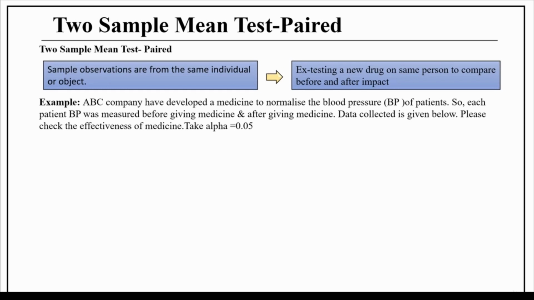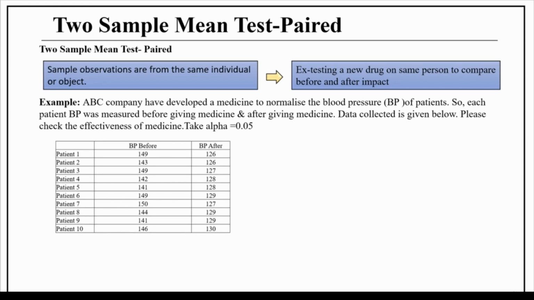Here the question states that an ABC company has developed a medicine to normalize blood pressure, in short BP, of patients. So each patient's BP was measured before giving the medicine and after giving the medicine. Data collected is given below. Please check the effectiveness of the medicine. Take alpha equal to 0.05.